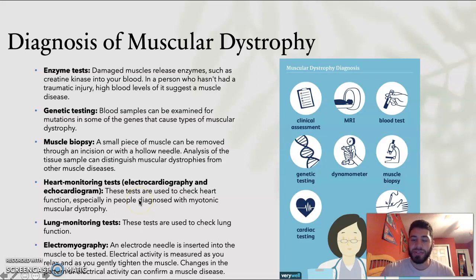Okay, so now I want to go into the diagnosis of muscular dystrophy. There are many ways to diagnose it. One of them is an enzyme test. Damaged muscles release enzymes such as creatine kinase into your blood. In a person who hasn't had a traumatic injury, a high blood level of it suggests muscle disease. Another way is genetic testing, where blood samples can be examined for mutations in some of the genes that cause types of muscular dystrophy.